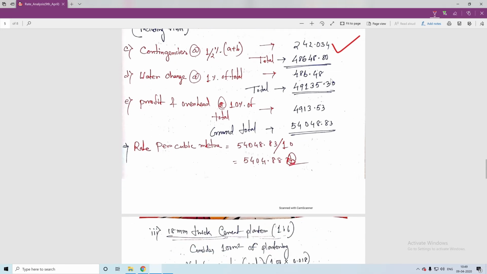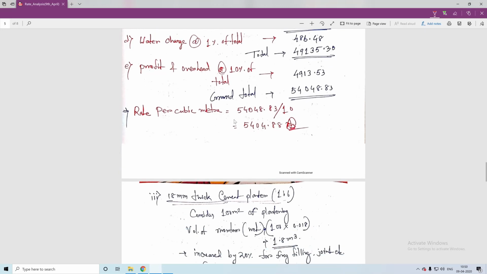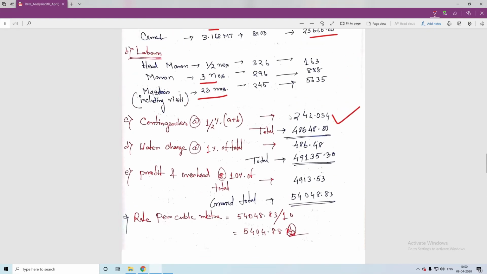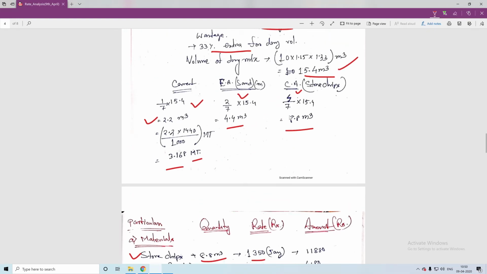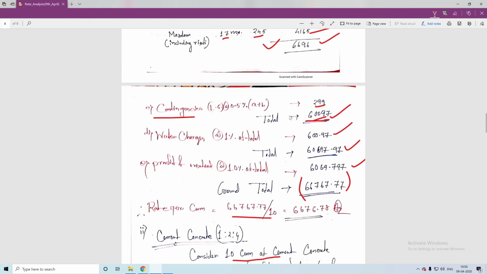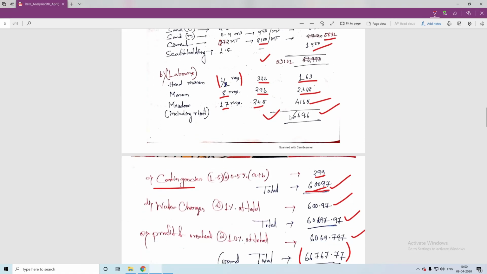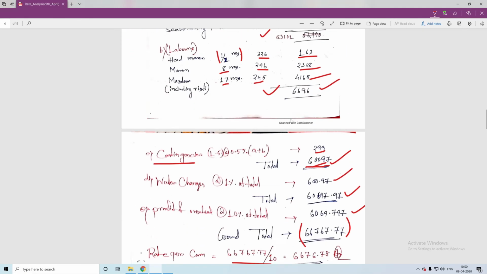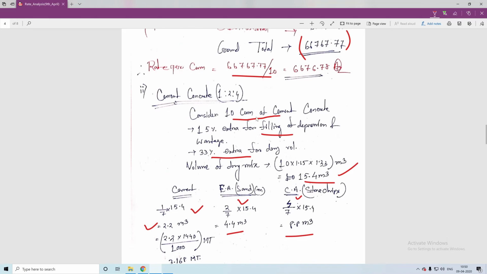Water charges is 1%, profit and overhead 10%, this is the construction profit. Rate per cubic meter is 540.83 by 10, because here we also considered 10 meter cube. Yes, 10 cubic meter of cement concrete. So in this way you can calculate the cement concrete also.